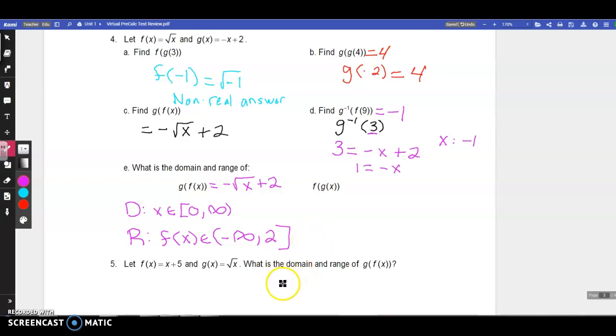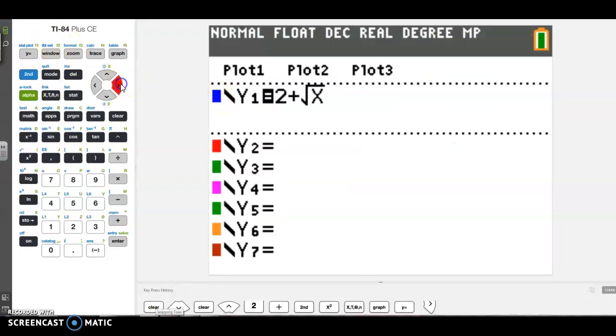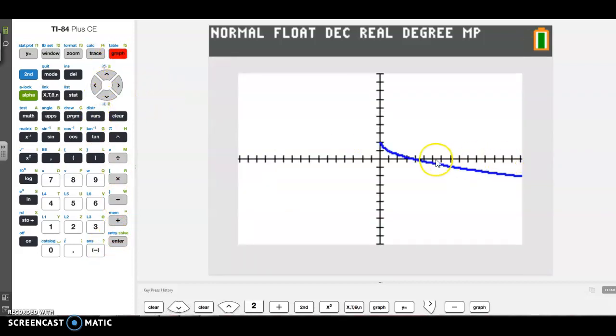Now, if you're still struggling with that, remember, grab a calculator. We could throw this into our calculator. So negative x plus 2 was the equation, and then we can see that on the graph. So 2 is a value that exists, and then it's going down forever. So my range would be negative infinity all the way up until 2, because remember, we start with our lowest value when we talk about domain and range.